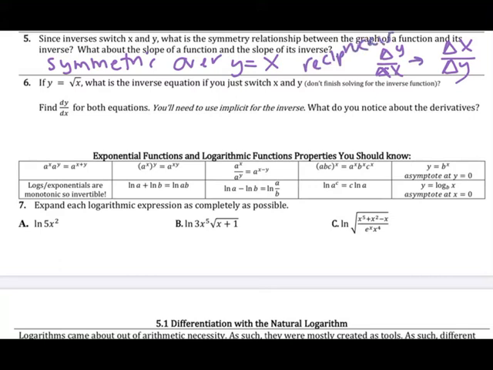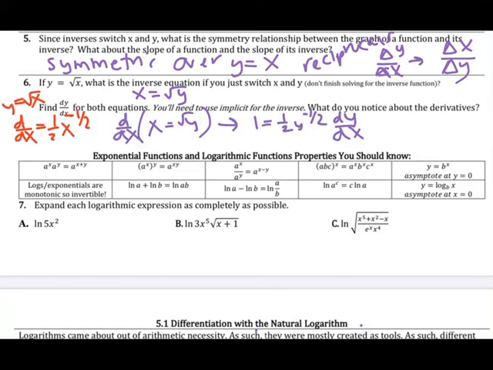Number 6, if y equals the square root of x, what is the inverse? Just switch x and y, don't actually solve, so the inverse would just be x equals the square root of y. For the second part, it says find dy dx of both equations. Note that you will need to use implicit for the inverse. So go ahead, pause the video, take the derivative of both the original y equals the square root of x and the inverse x equals the square root of y.